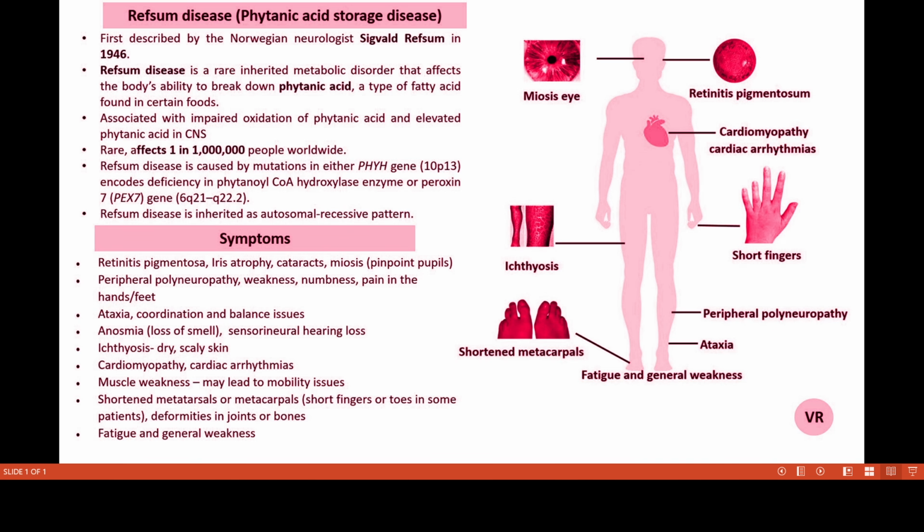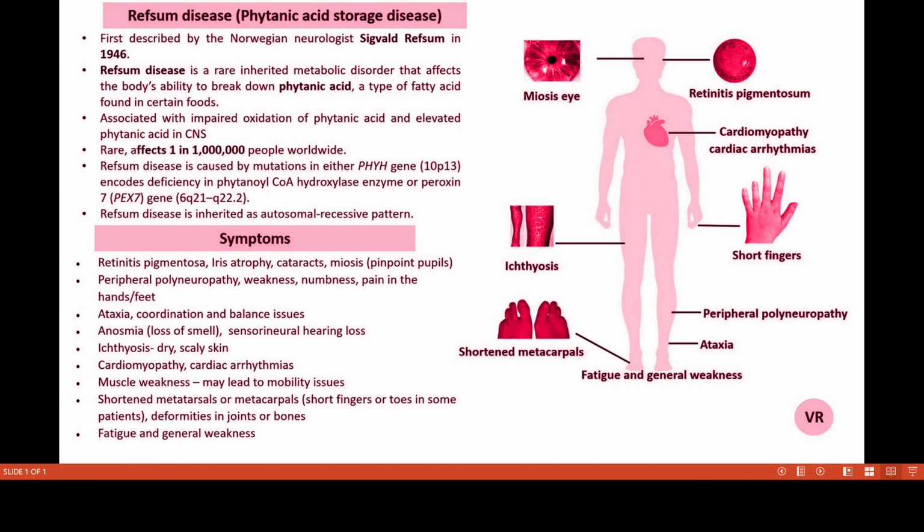Refsum disease is a rare inherited metabolic disorder that affects the body's ability to break down phytanic acid, a type of fatty acid found in certain foods. It is caused by a deficiency of Phytanoyl-CoA hydroxylase, which results in deficient catabolism of phytanic acid, and the core of Refsum disease clinical characteristics is due to the effect of phytanic acid buildup on the nervous system.